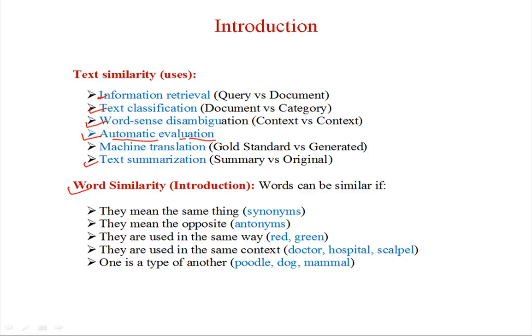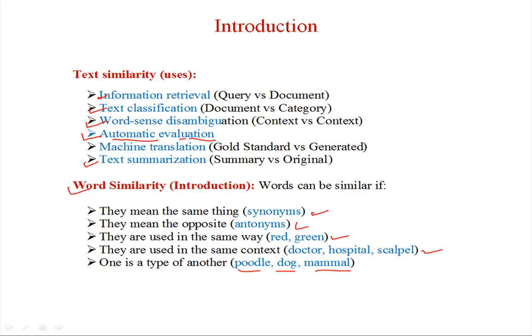And word-based similarity: words can be similar if they mean the same thing, like synonyms; antonyms, if they mean the opposite; if they are used in the same way, like to represent just color, not a particular color; if they are used in the same context, like doctor, hospital, or scalpel; or if one is a type of the other, like poodle, dog, mammal, etc.